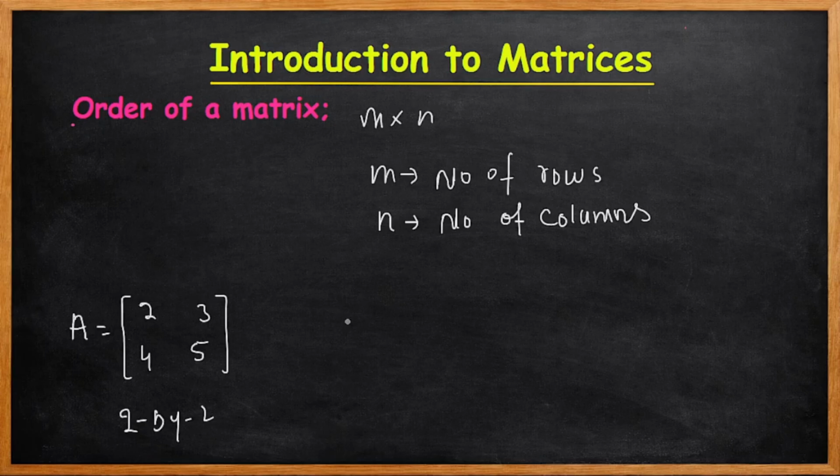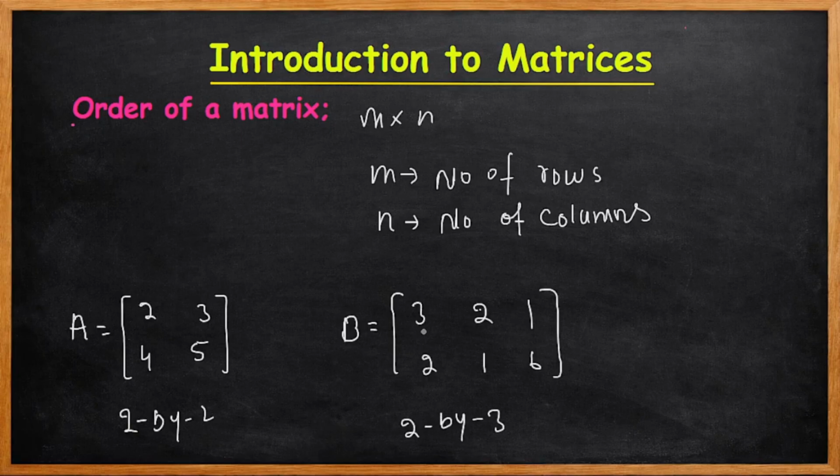In the same way, let we have another example. B is equal to 3, 2, 1, 2, 1, 6. So matrix B is a 2 by 3 matrix, because the number of rows in this matrix is 2, the number of columns in this matrix is 3. So we call it a 2 by 3 matrix, or the order of the matrix B is 2 by 3.